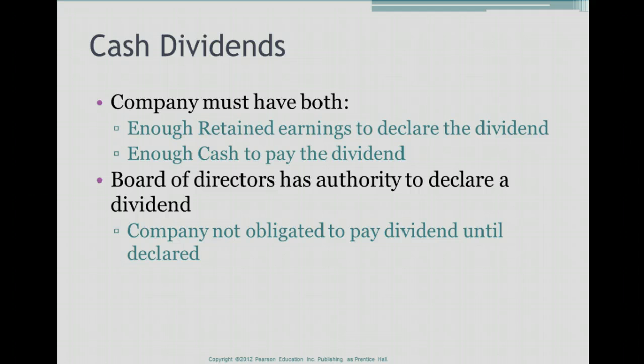For cash dividends, three things need to happen before cash dividends can be paid. We talked about the company having enough retained earnings to declare a dividend. They also have to have enough cash to pay the dividend. The third thing that has to happen is that the board of directors has to declare a dividend. The board of directors are the people who have the authority to declare a dividend, and if the board of directors does not declare a dividend, it is not required to be paid. So the company is not obligated to pay a dividend until the board of directors declare the dividend. All these three things have to happen before a company can pay a dividend.